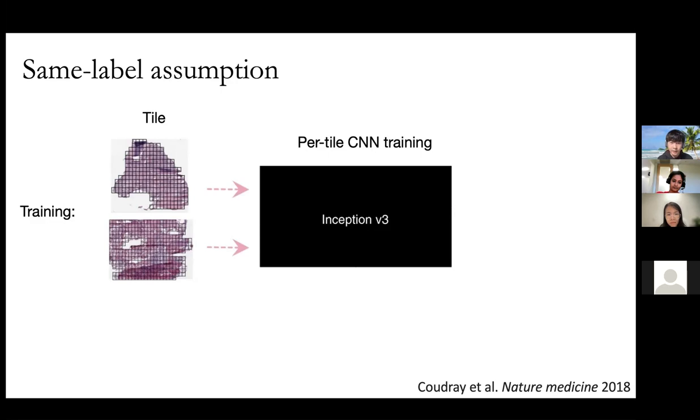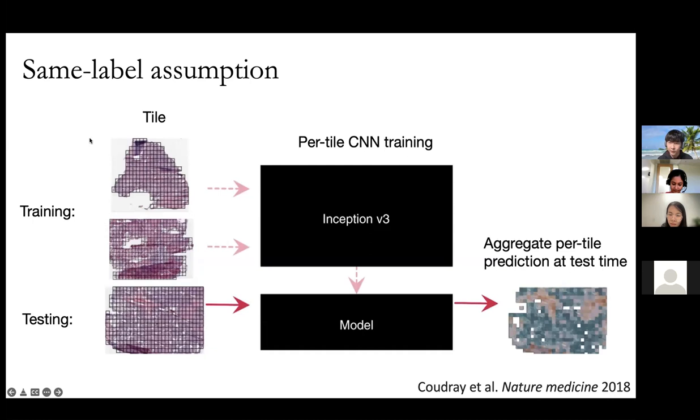Specifically, at training time, we can just consider a learnable mapping from each tile to its corresponding slide level label. So for example, if a slide is adenocarcinoma, we just split it into tiles and teach a CNN to recognize each and every single tile to be adenocarcinoma. And at test time, very similar to the fully supervised example I showed earlier, we just run the per tile CNN on all the tiles and then aggregate their predictions to get some sort of slide level prediction.